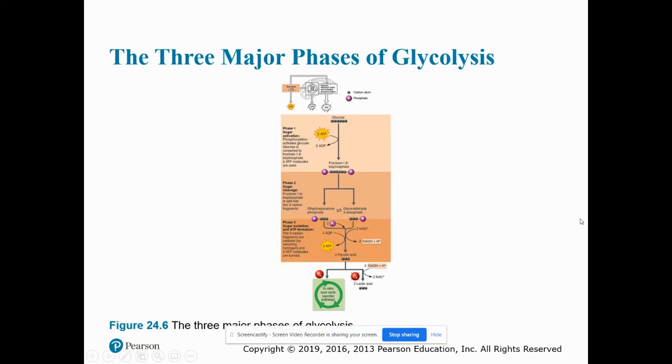And there are 3 major phases of glycolysis, but that's not important for us. What I want you to see is we have glucose starting up here, 6 carbons. We have some ATP that's being used. We have some ATP that's being made. And in the end, we have 2 pyruvic acid molecules.